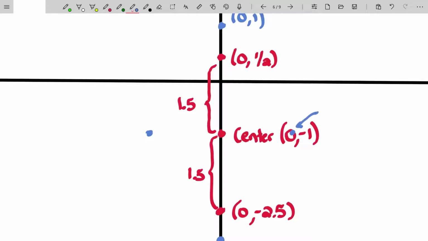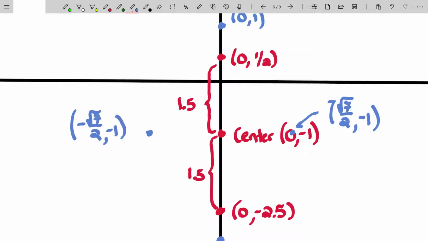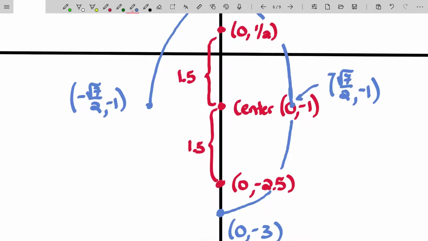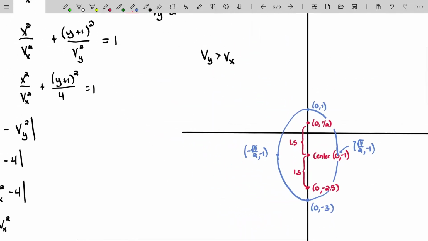This is going to be root 7 over 2 comma -1, and the other one will be negative root 7 over 2 comma -1. But you have everything there. Now you can just graph it out perfectly, even though I think the graphing part of this was more of a peripheral question. They really wanted the equation. I personally like to finish out the graph of an ellipse. Something like that. And let's also go ahead and finish out the equation.